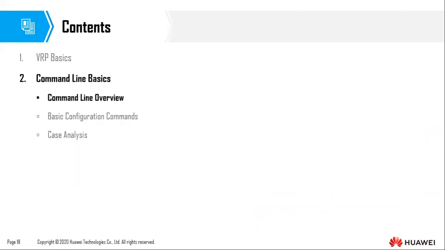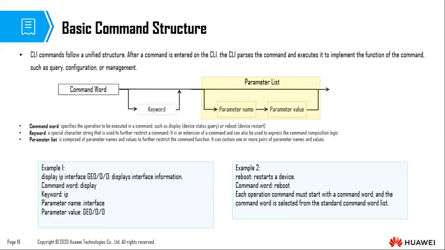Okay, so let's have a look at some of the command line commands and configuration. We begin by looking at the structure of the commands. CLI commands follow a unified structure. Unified structure means it's the same structure across all devices. After a command is entered on the CLI, the CLI parses the command and executes it to implement the function of the command, such as query, configuration, or management.